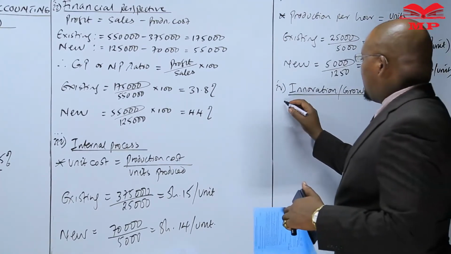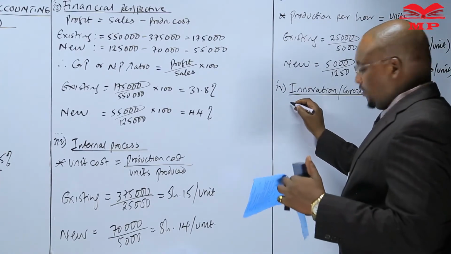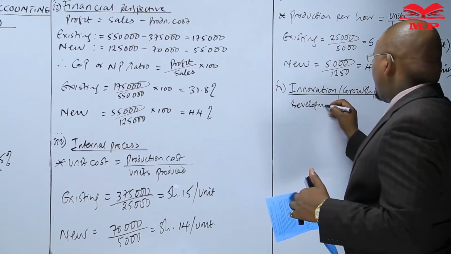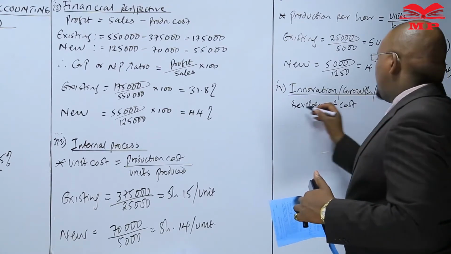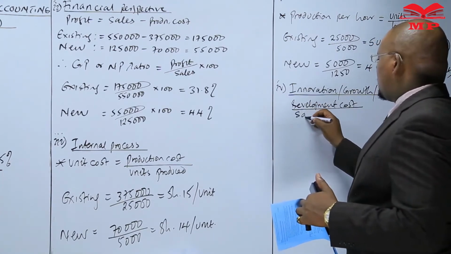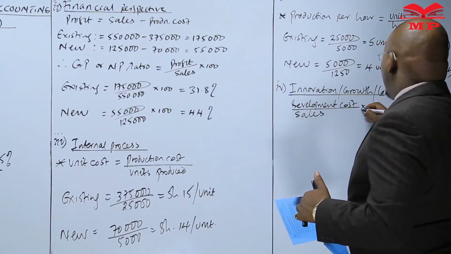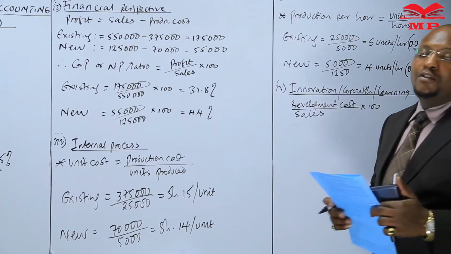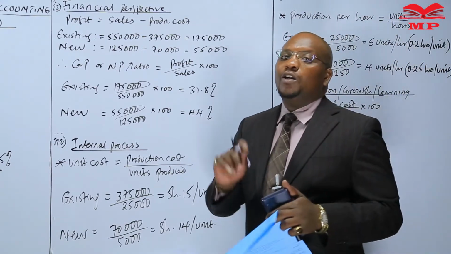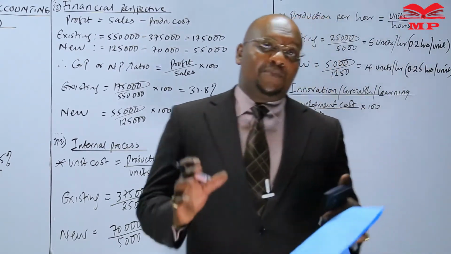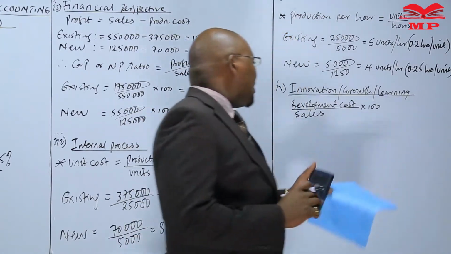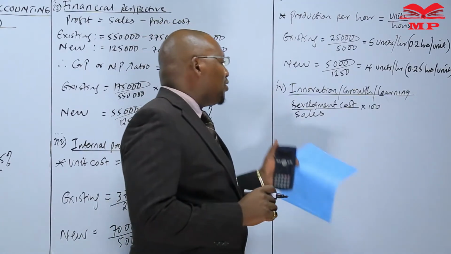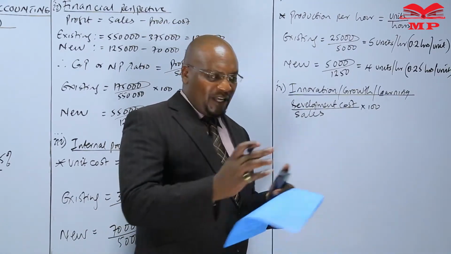So you can say here we have the development, divided by the sales, times 100, because this is money divided by money. So what percentage of the sales are we spending on development? Because sometimes we may make sales, but they don't do any development. So how much of the sales do we use to finance the development of a new product?